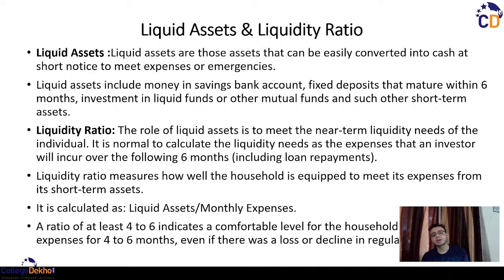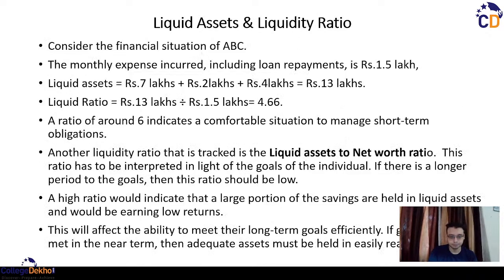Like if you're running a business, your current assets are in the form of cash, bank balances, inventories, debtors, and all those things. So you must have enough current assets to pay off those monthly expenses. A ratio of at least 4 to 6 indicates a comfortable position to meet its expenses for 4 to 6 months, even if there is a decline in the regular income.